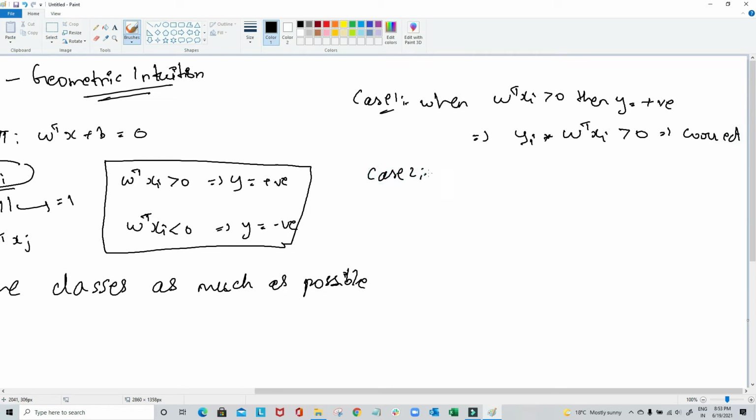Let's consider when W transpose Xi is greater than 0 and Yi is negative, which implies Yi into W transpose Xi is less than 0. This is misclassification.